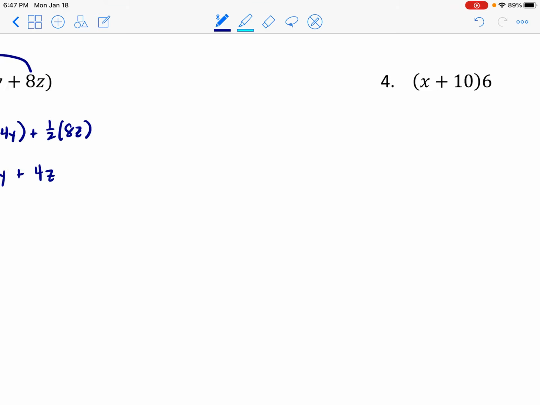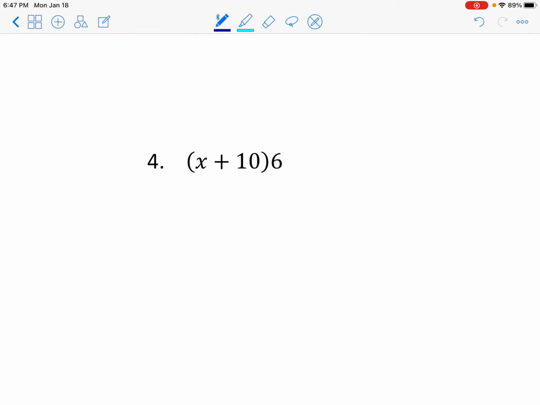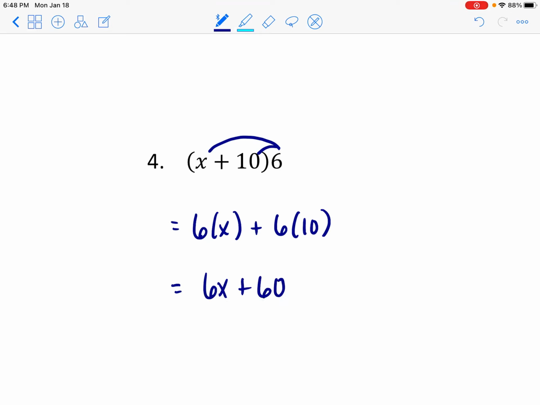All right, last one. Sometimes you're going to see the item to distribute or the factor to distribute at the end of the parentheses. It's a little strange, but it still means the same thing. So we can distribute the 6 in the same way we distributed the half in the last one. So I would multiply 6 by x and multiply 6 by 10. And that would leave me with 6x plus 60. So all 3 of those are equivalent forms. All 3 of them mean the same thing.